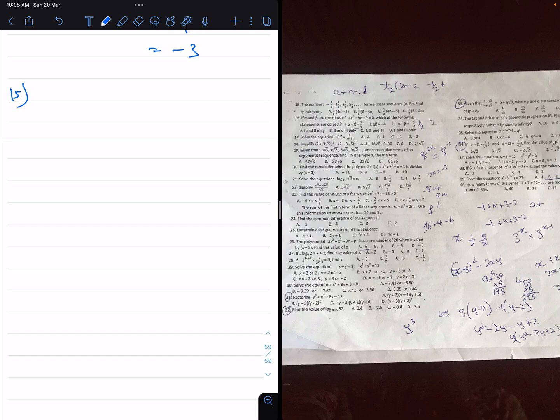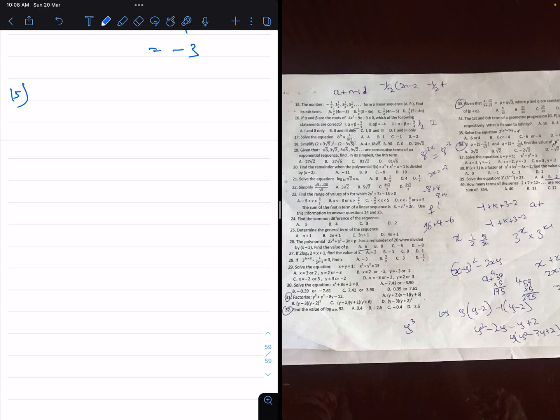What's 15? I'll have to do AP and GP with you. We'll just solve more questions. The numbers minus 1 over 2, 1 over 2, 3 over 2. Form a linear sequence, AP.